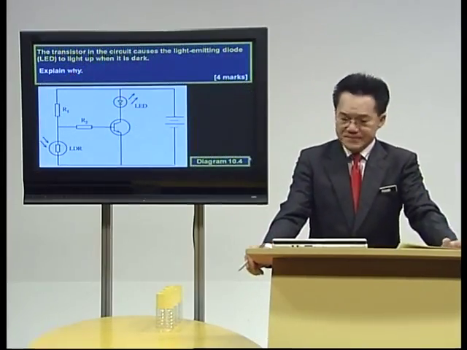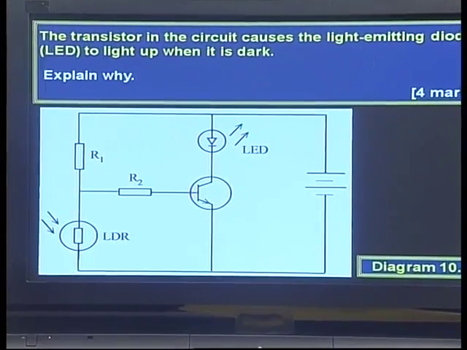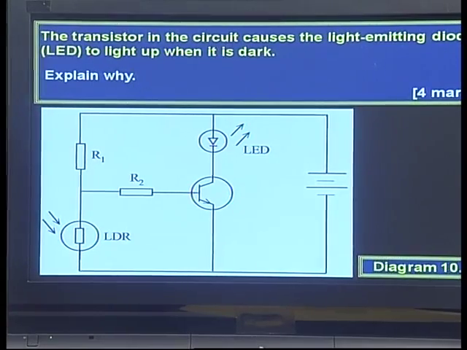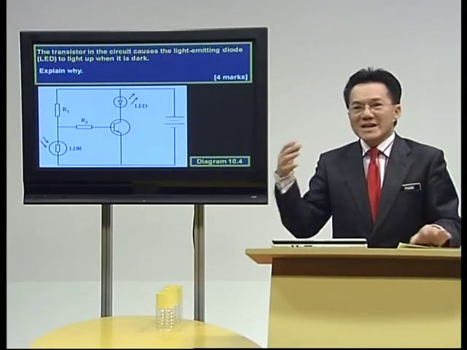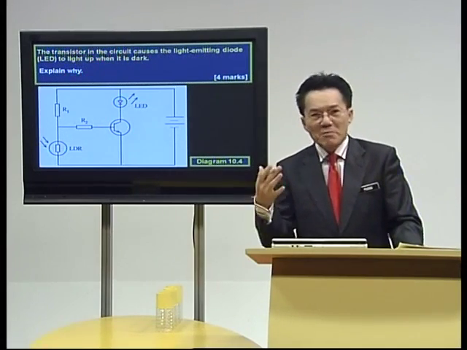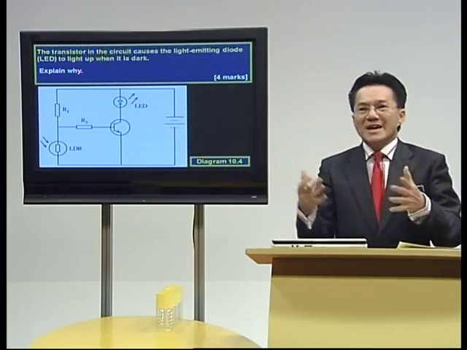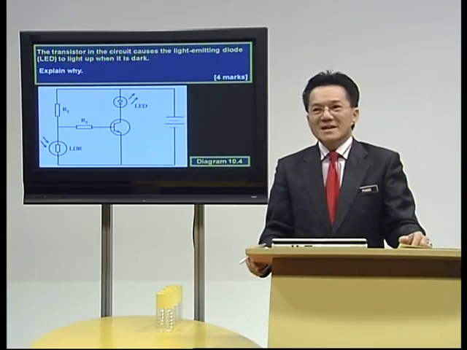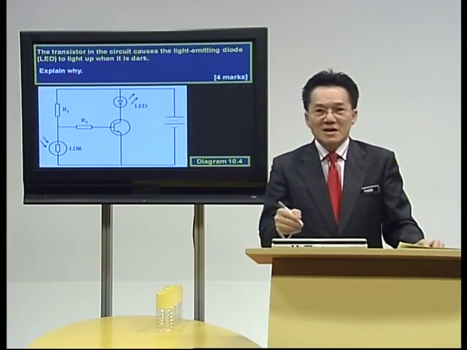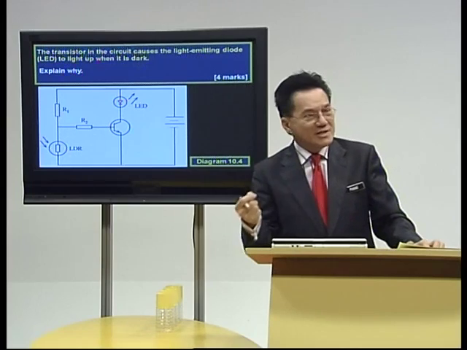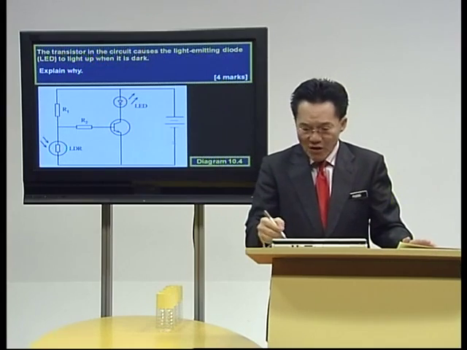So this is the diagram. The transistor in the circuit causes the light emitting diode to light up when it is dark. Now we have to explain. Now to explain it, basically, for 4 marks, you need to explain just 4 points. But before you can understand this, there is something that you need to understand first before you can tackle this. You need to use the basics of electricity. And this is something that I'm going to make very simple for all of you.